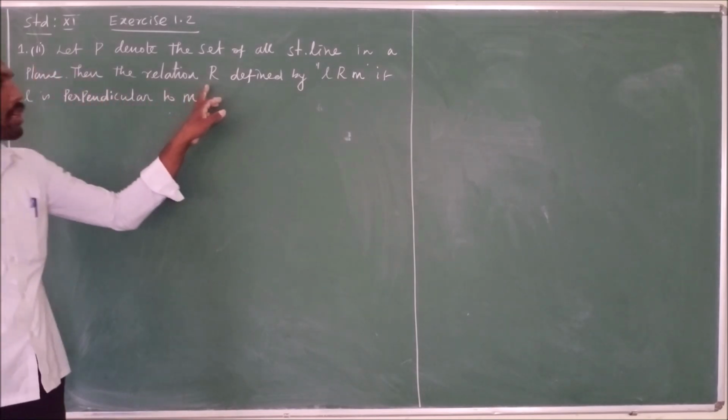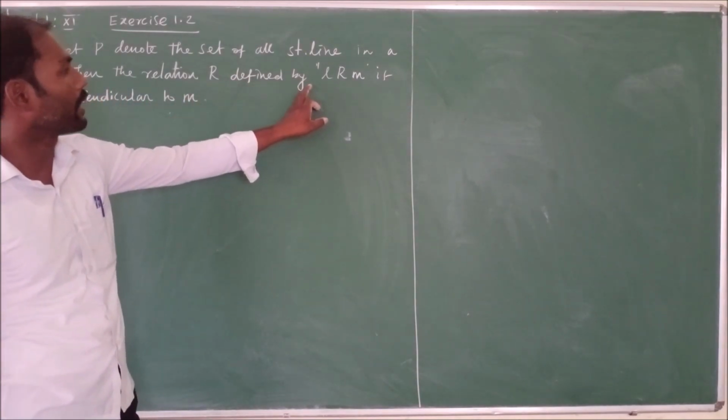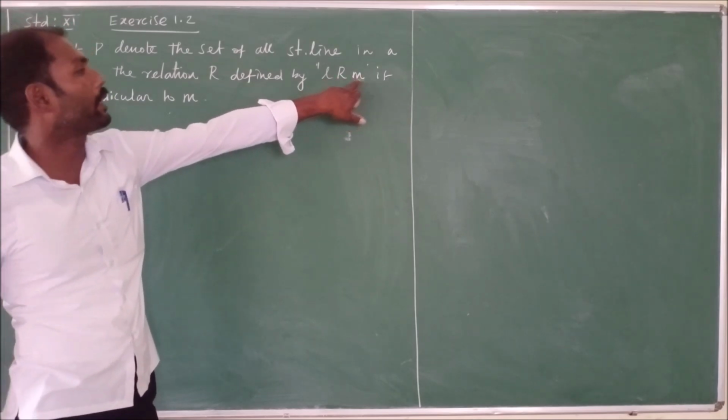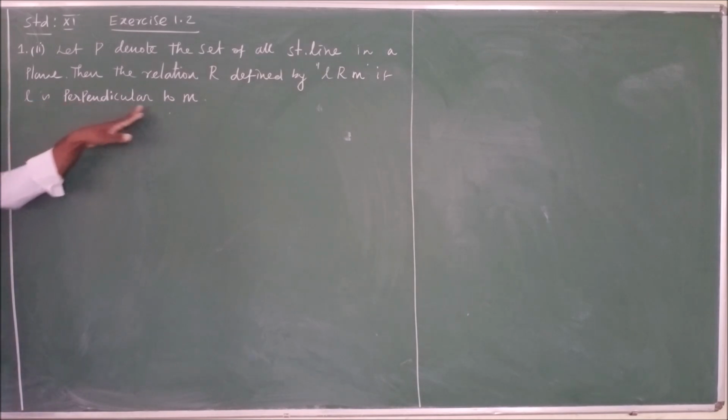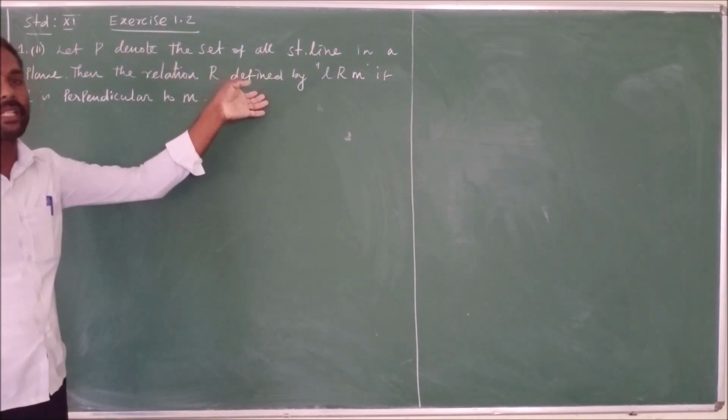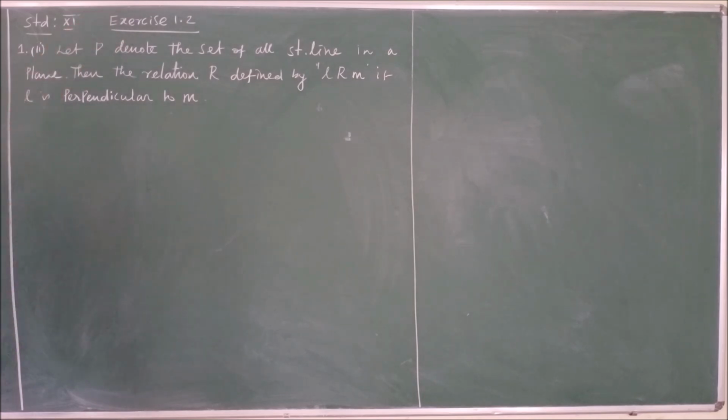Then the relation R is defined by: L is related to M if L is perpendicular to M. Discuss this relation: reflexive, symmetric or transitive. So we see the solution.